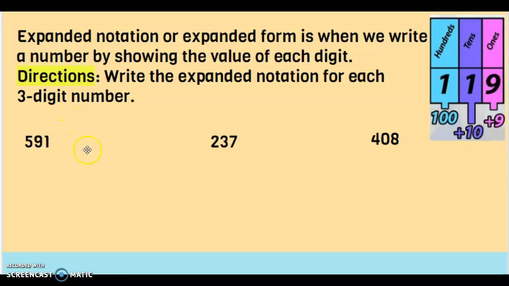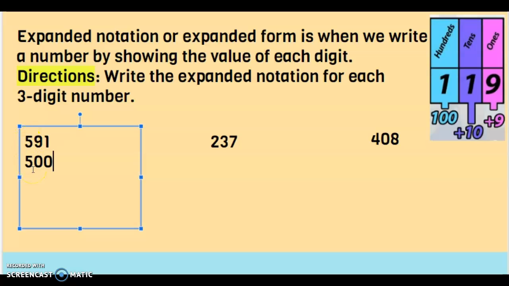So let's look at some of these problems. So remember, we need to write the expanded notation for each 3-digit number. So let's say this number. It is 591. Okay, so I know I got to start with the first number right here, 500. So we're going to write or type 500. Going to add a plus sign because another word for expanded is long. So we're going to aim to write 591 the longest way that we can with numbers.